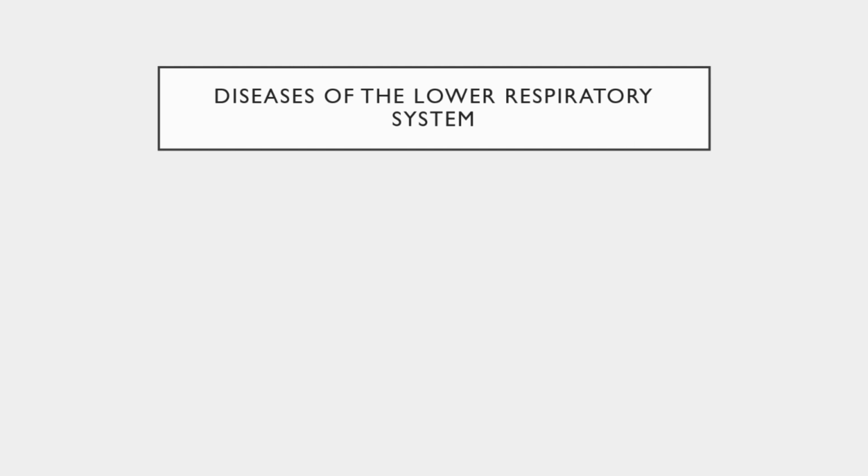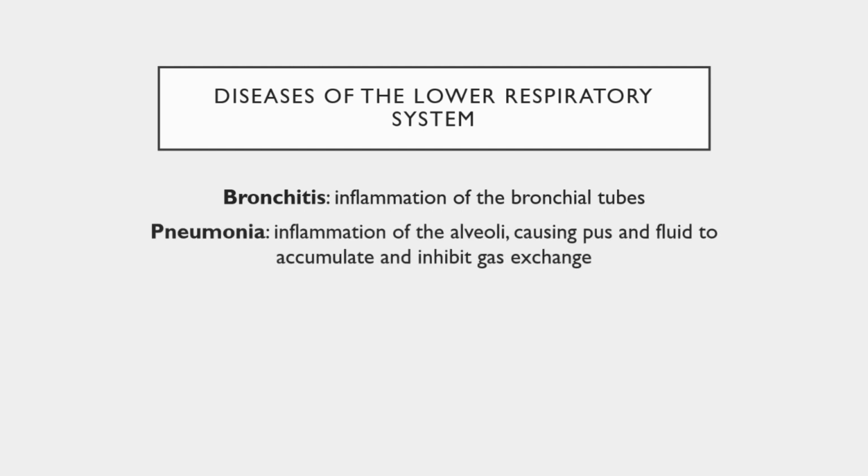So two terms to introduce in the realm of lower respiratory system infections are first bronchitis, which is inflammation of the bronchial tubes, and second pneumonia, which is inflammation of the alveoli, those little air sacs that transfer oxygen to your bloodstream, which causes pus and fluid to build up and get in the way of that important transfer of oxygen.